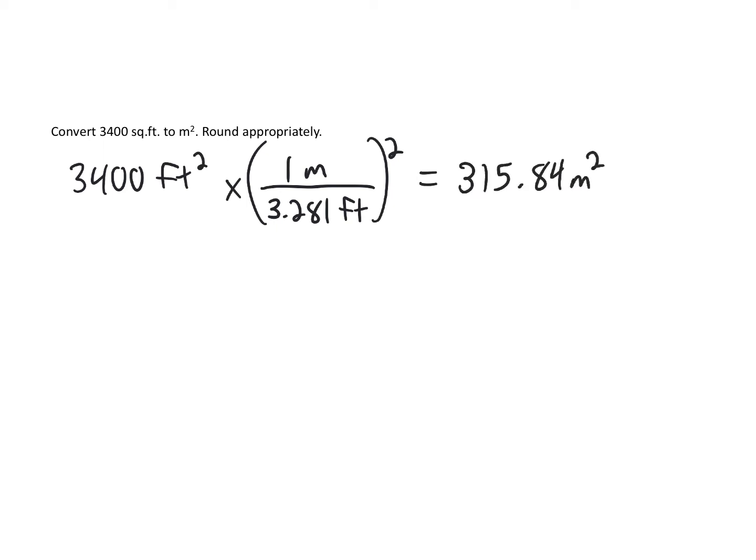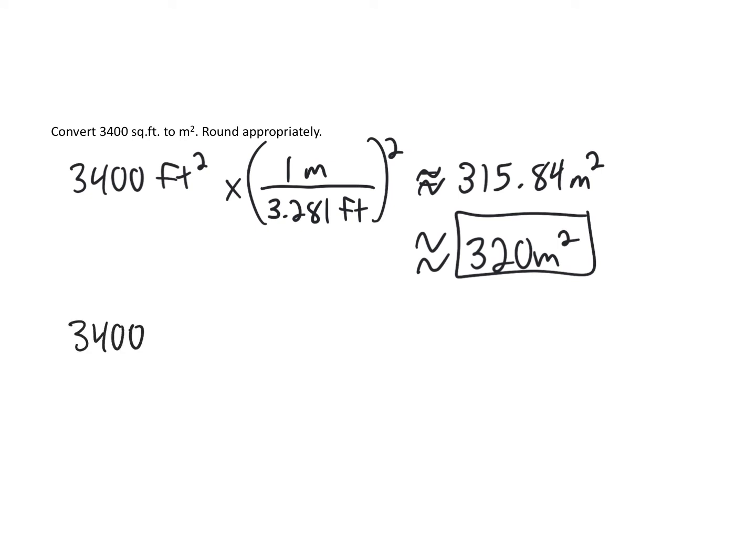315.84 meters squared, which again is an approximate. And we need to round it to 320 meters squared. Now, to put this in your calculator, there's a couple different ways. The easiest way is just to do 3,400 divided by 3.281 squared.